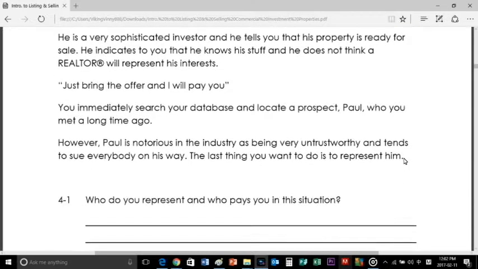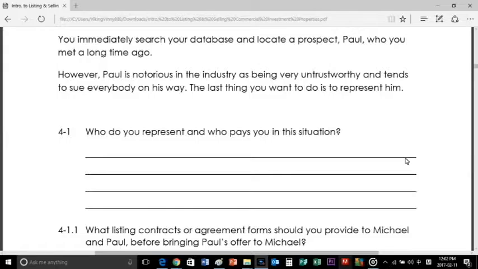You immediately search your database and locate a prospect, Paul, who you met a long time ago. However, Paul is notorious in the industry as being very untrustworthy and tends to sue everybody on his way. The last thing you want to do is to represent him. 4-1, who do you represent and who pays you in this situation?